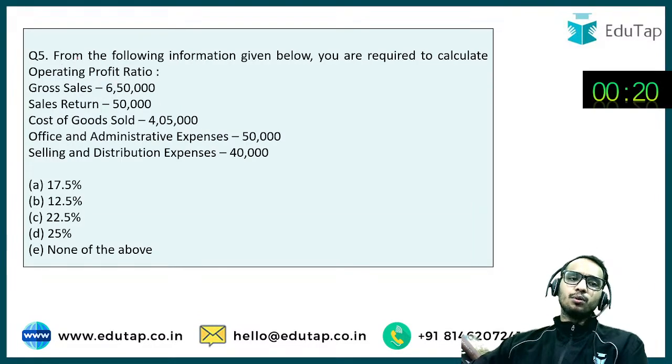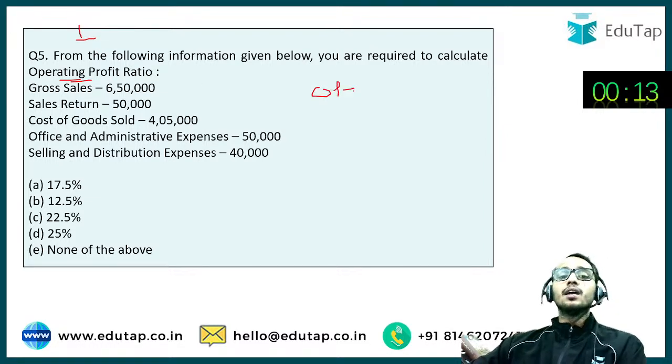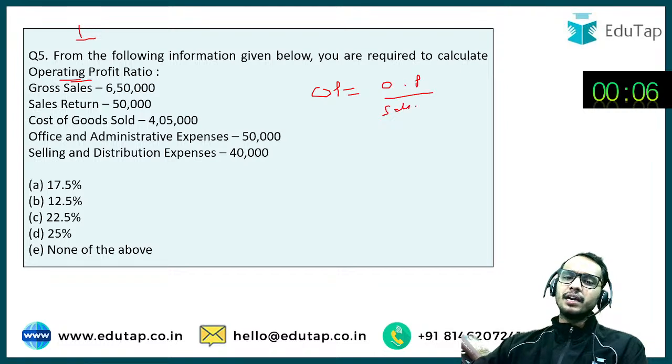Let's talk about the fifth question of the day. Again, it is asking you to find out the operating profit. So operating profit ratio is also very easy. In the numerator, you will take operating profit. In the denominator, you are going to take sales. Okay, so how you are going to do that?